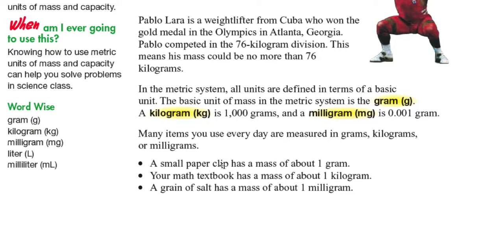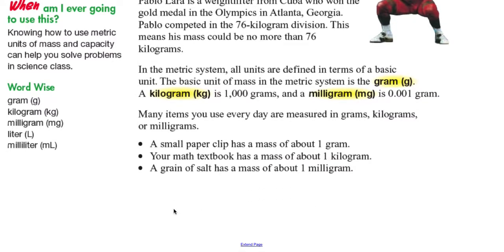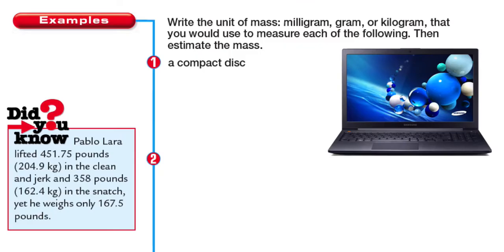If you see a paper clip, that's roughly a gram. The textbook that you're holding right now, which you're supposed to be using in conjunction with this video, is about a kilogram, and the grain of salt is about a milligram. Let's take a look at some examples and see how this works.